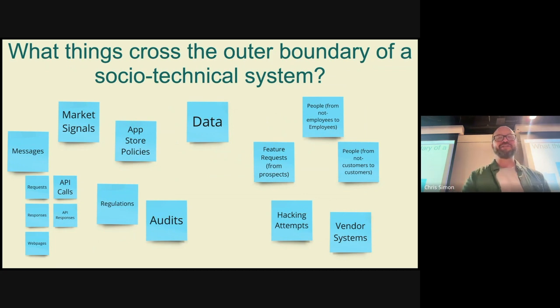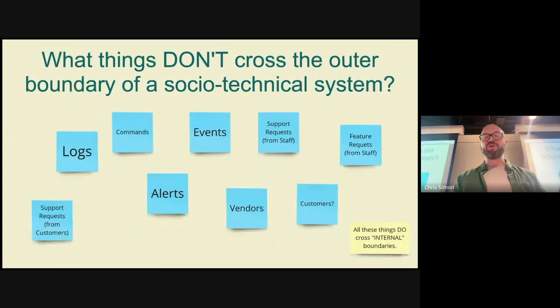There are very fuzzy boundaries. We can sometimes also think about what doesn't cross the boundary. So you might think of logs, commands and events internally, support requests from staff. I would say that's not crossing the boundary because the staff are part of the system. They're part of the socio-technical system. And feature requests from staff are not crossing the system. Customers is an interesting one.